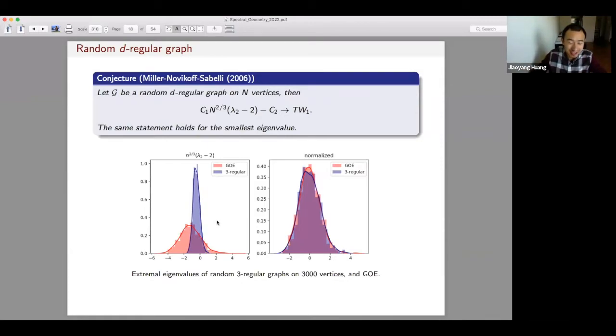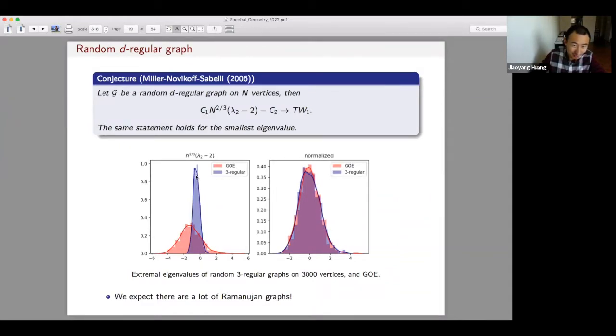And here are the simulations for the GOE. I sampled a lot of them and computed the second largest eigenvalue. The red curve is for GOE, and the blue curve is for the three-regular graph. If you only do the n to the 2/3 scaling, they look quite different. But if you further normalize them to have mean zero and variance one, then they match pretty well. But still, because both of them look like a Gaussian distribution, it's hard to see if they are the same or not.